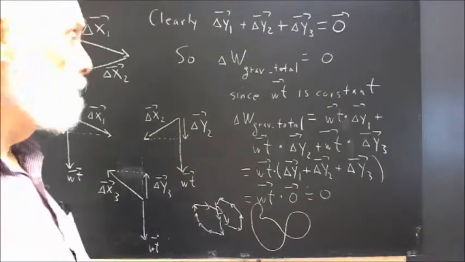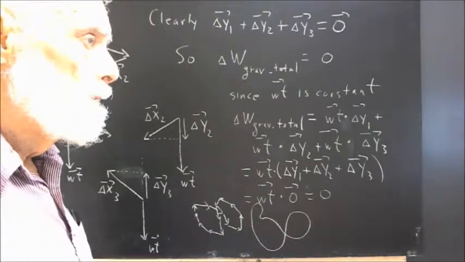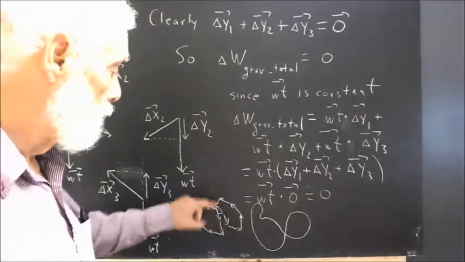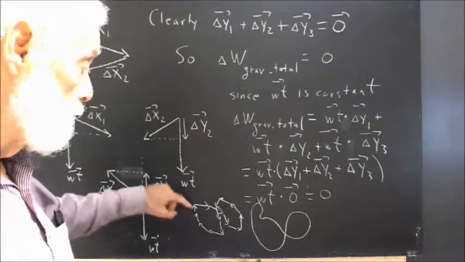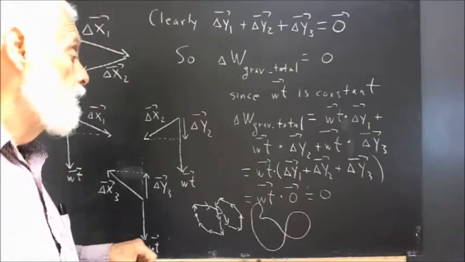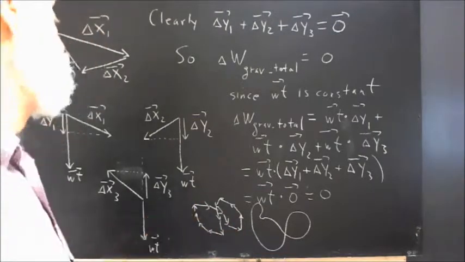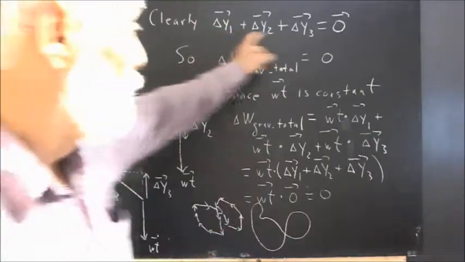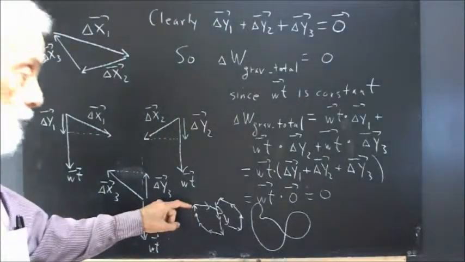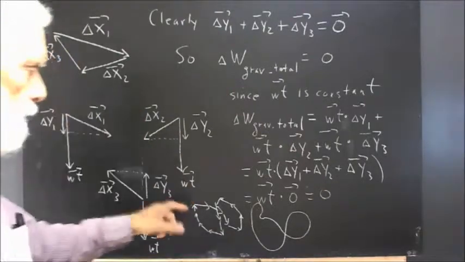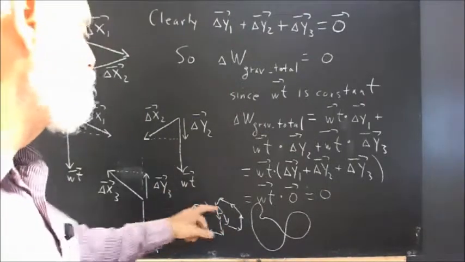If I draw another closed path with a bunch of short vectors, even if the path crosses itself, it doesn't matter as long as it comes back to its original point, then the work around that path also has to be 0, because you could do exactly the same thing with these vectors. You would have more of them, but everything would be the same. All the delta y's add up to 0 if you come back to the same point, and that should be fairly obvious. So this can be extended to any sequence of vectors.